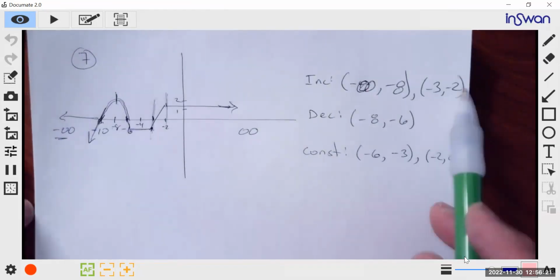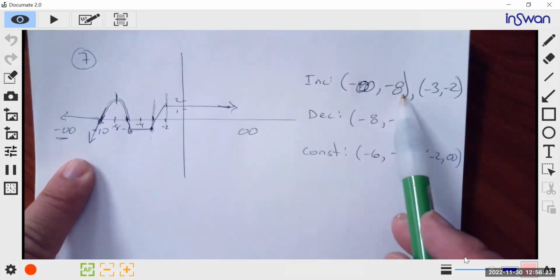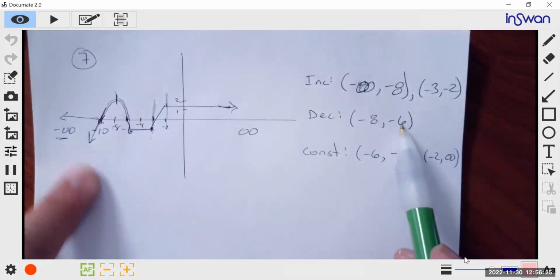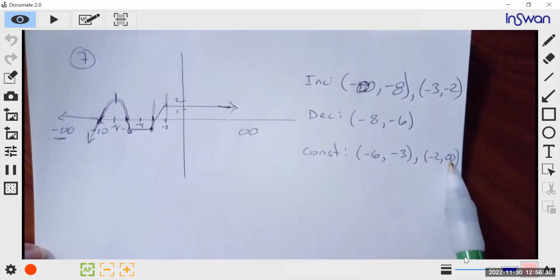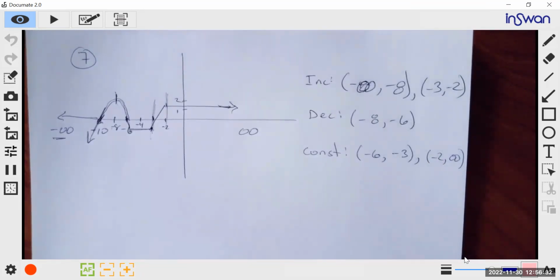There has to be a connection between each of these. From negative infinity to -8. Okay, from -8 to -6. From -6 to -3. From -3 to -2. -2 to infinity. There has to be a continuation. It has to be continuous.